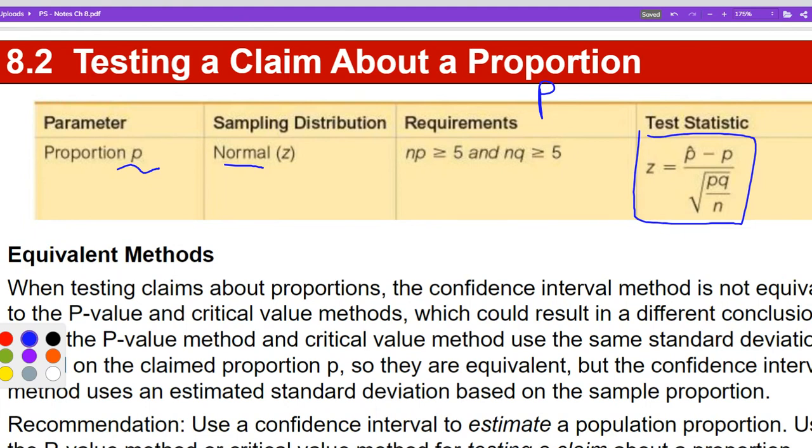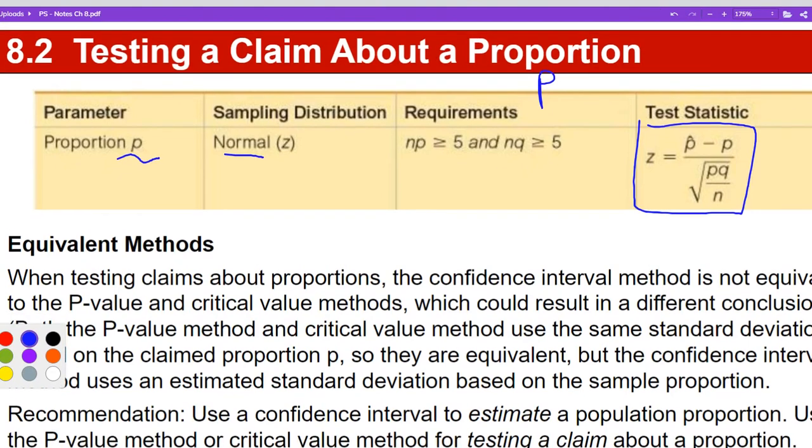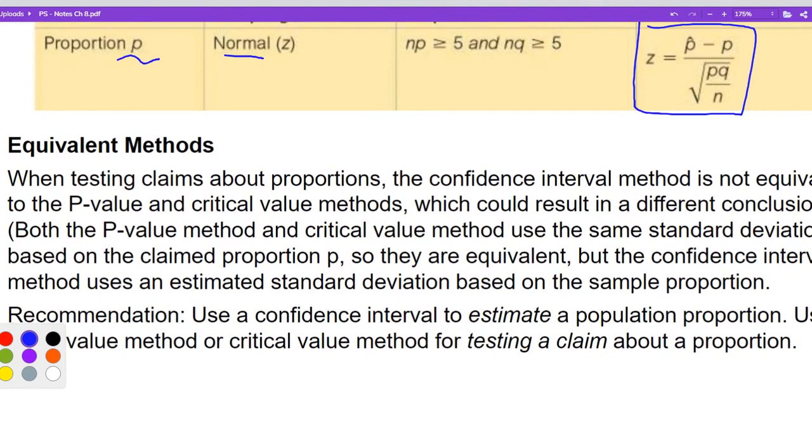This is a z-value. It's like the number of standard deviations, where p hat is talking about the sample, and p is talking about the population. We're going to have several different ways of doing what we're doing. We're doing hypothesis testing, and we're testing claims about proportions.